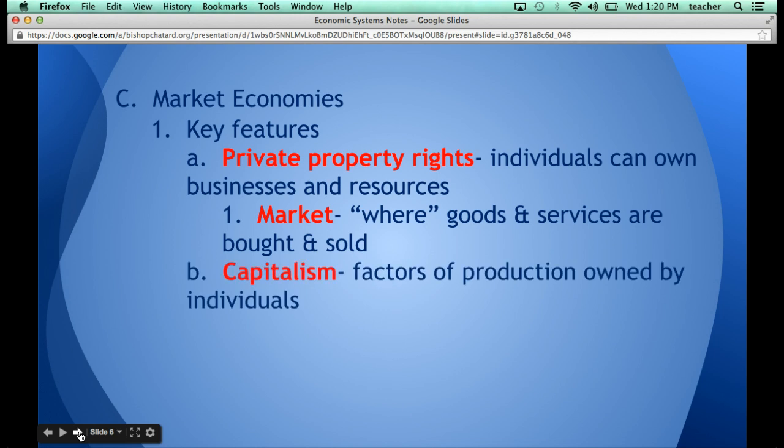All right, another key feature of a market economy is capitalism. A lot of times people talk about market economy, capitalism, free enterprise. We'll talk about free enterprise in chapter 3, but all three of them are kind of mixed in with the same idea. There are slight differences. Capitalism specifically says that the factors of production are owned by the individuals. So think about it. Okay, what were the four factors of production from chapter 1? Think in your head. I'll give you a couple seconds.